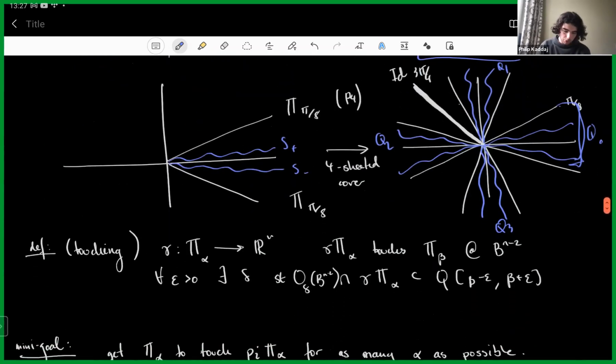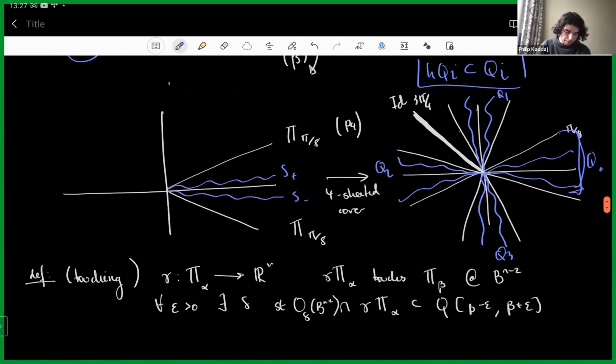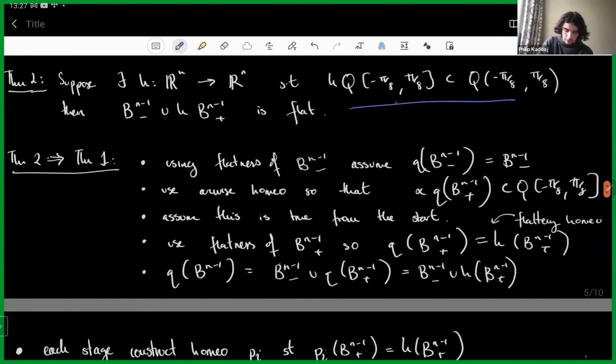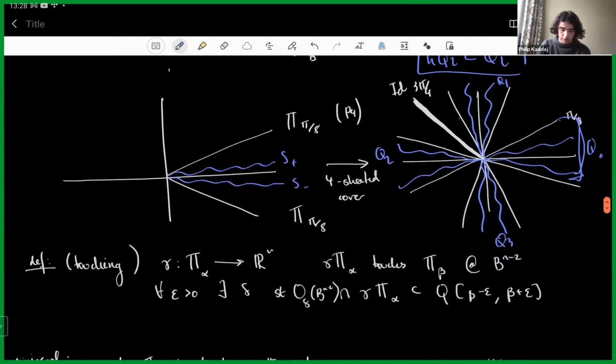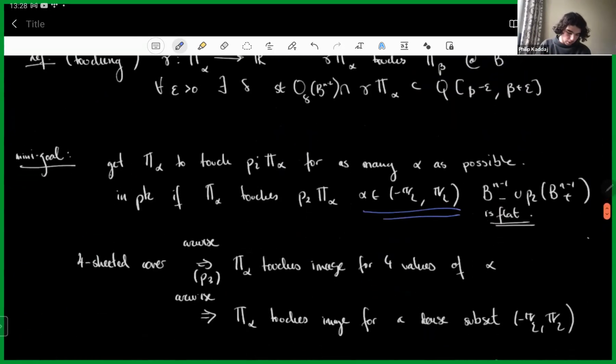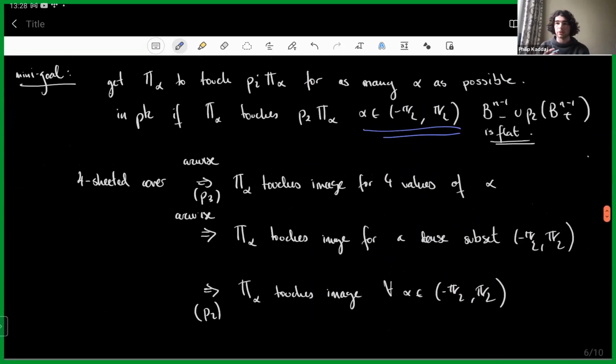So once we have this first condition, it allows us to get touching in for one plane. So the image of one plane will touch pi alpha. Then using a four-sheeted covering, we can get pi alpha to touch its image 4 times for 4 values of alpha. And once we have 4 values of touching, we can generate a 5th, and then we can generate a 6th without altering the previous touching values. And this is his third lemma.